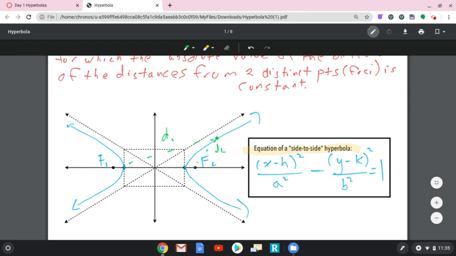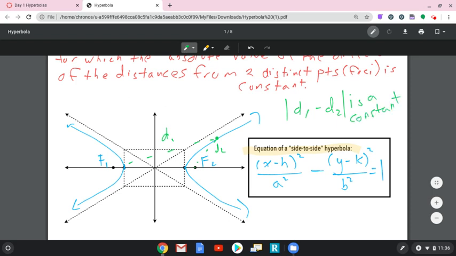What they're saying is no matter where that point is on the hyperbola, if I subtract the two distances, the absolute value will always be constant. It will always be the same value. Whatever that is, we'll just say it is a constant. No matter where that point is, I can move it anywhere on my hyperbola. That is what the definition is stating.